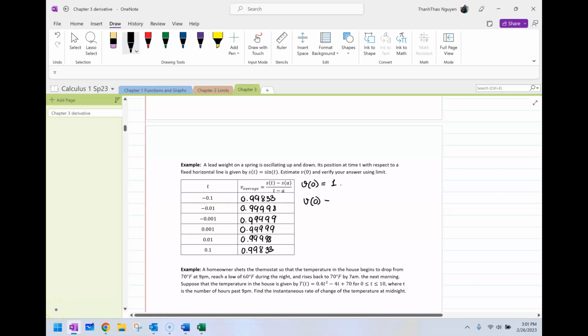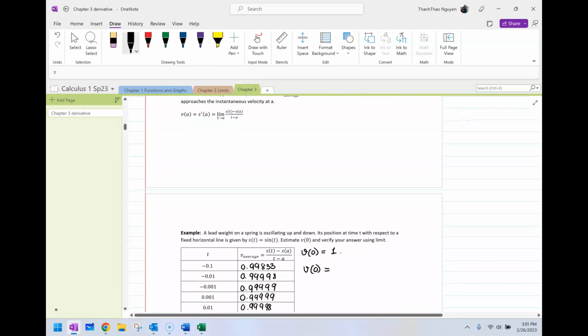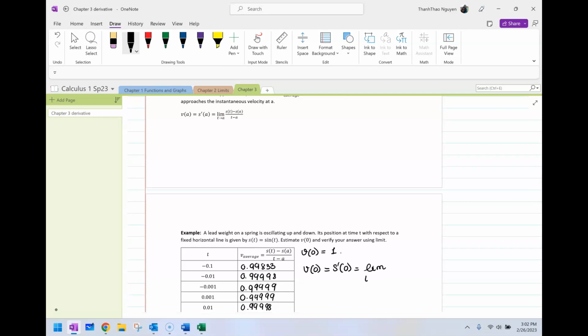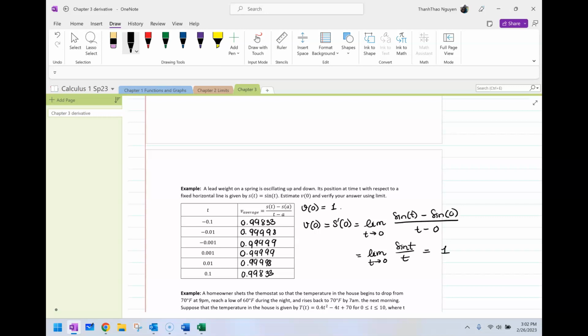v of 0 is equal to s prime of 0, which is equal to the limit as t approaches a, that is 0, of sine of t minus sine of 0, divided by t minus 0. This equals the limit as t approaches 0 of sine of t divided by t, which is equal to 1. So this is verified.